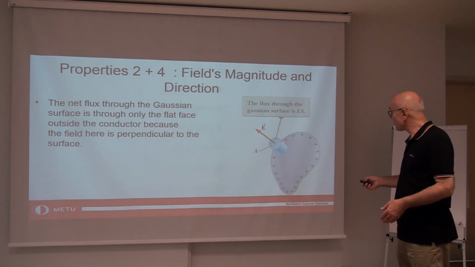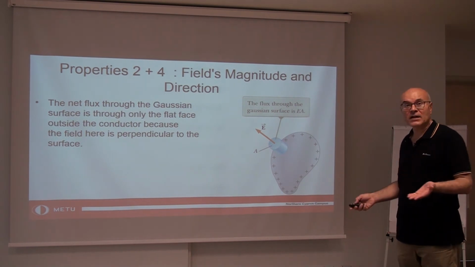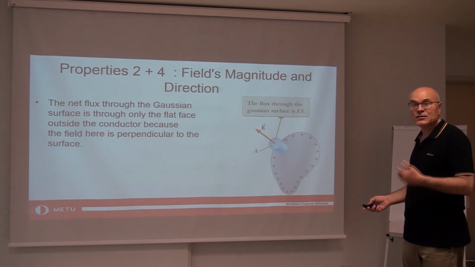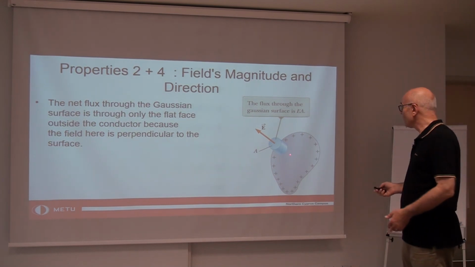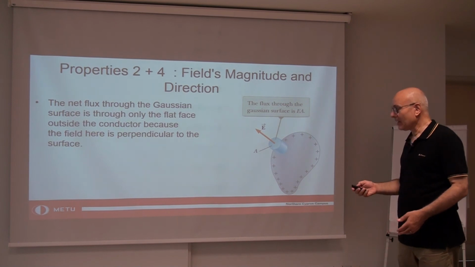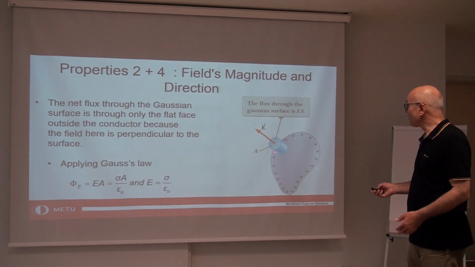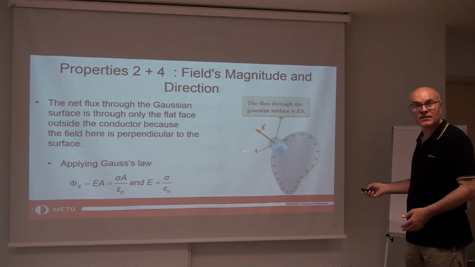The curved surface, the cylindrical part of this surface, has no flux through it because the electric field is normal to the surface of the conductor, and so it's parallel to this surface, and so it's perpendicular to dA, and therefore there is no flux through this surface also. Okay? And therefore, if I apply Gauss law, then the net flux through this surface will be just the flux through this part of the surface.